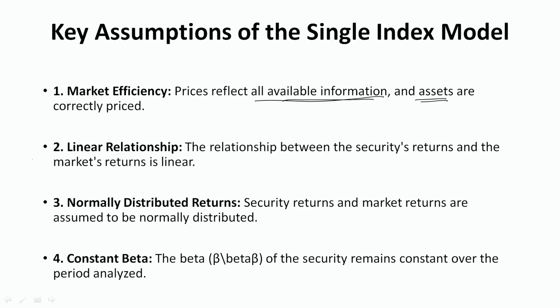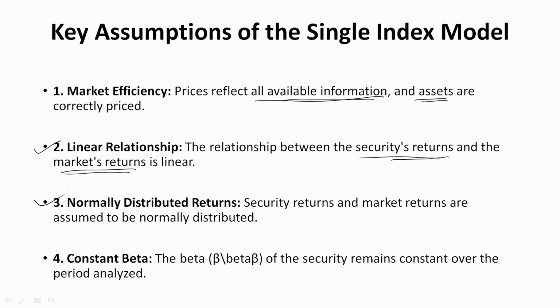The second important assumption is that the prices could be determined based on a linear relationship. The linear relationship is between the security's return and the market's return. So it's a one-to-one relationship which can be done.